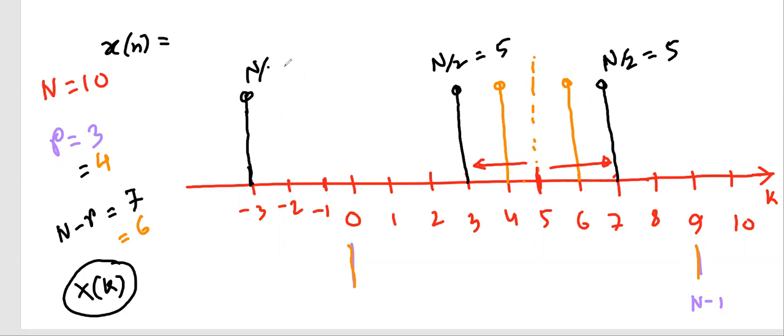This is n divided by 2, which is equal to 5, and this is minus r. Minus r is equal to -3. And this one is repeated. This is the thing, it has actually been represented here.